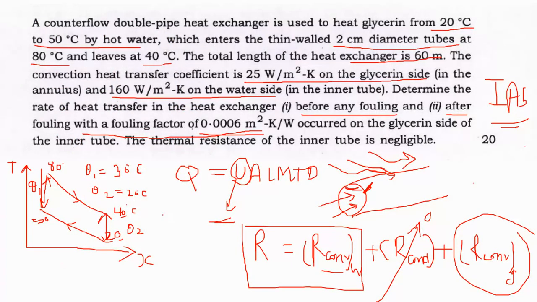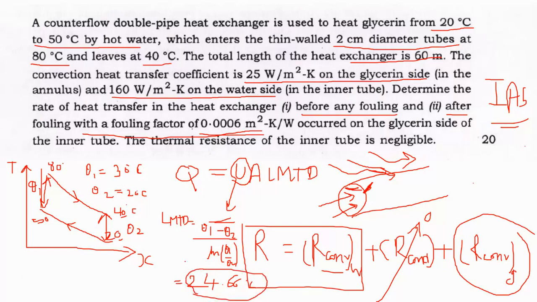And LMTD value. You can find LMTD as theta 1 minus theta 2 upon Ln theta 1 by theta 2. When you calculate this, you will get the LMTD value as 24.66. You just have to calculate it in your calculator. 24.66 degrees Celsius, or degree Kelvin is the same.